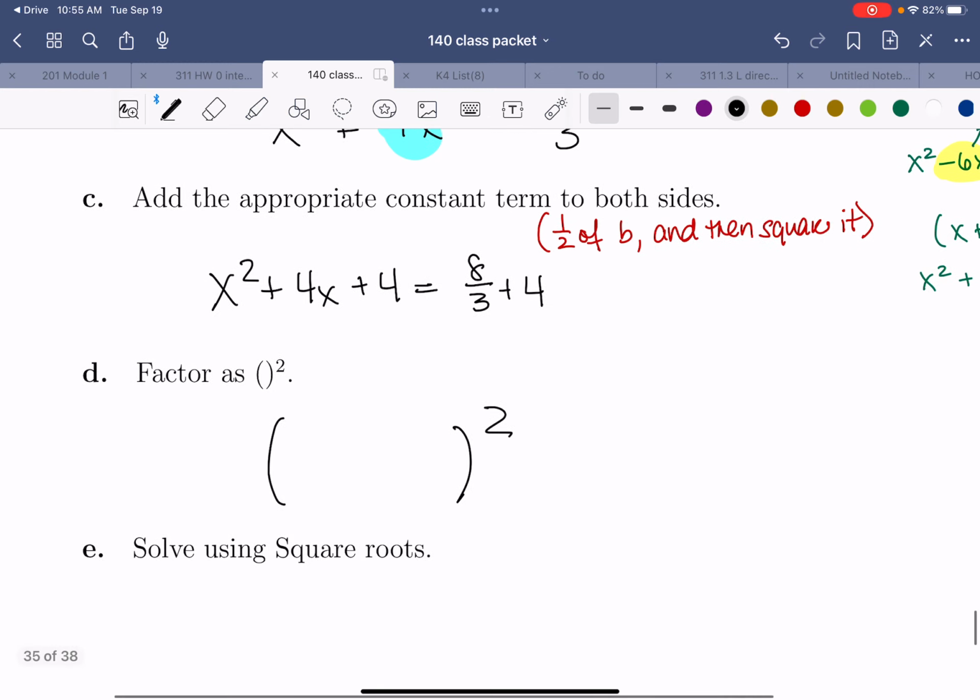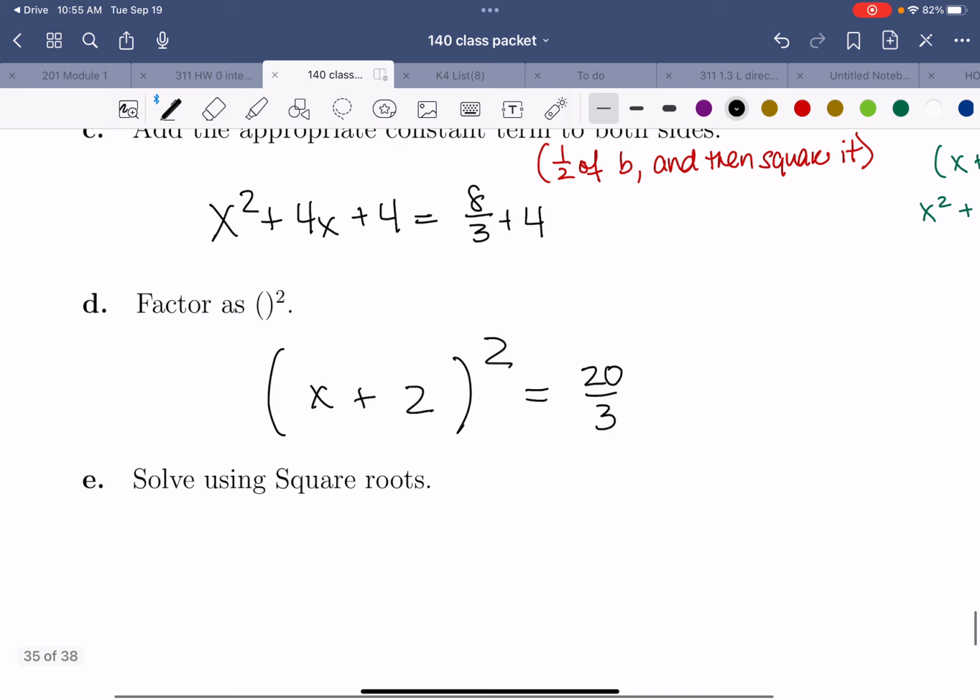Okay. Then I'm going to go ahead and factor that left side. I'm going to make this (x + 2)^2. Okay, you can use your box and circle or what 2 numbers that multiply to 4 and add to 4, however you'd like to see that. And then over here on the right, I'm going to go ahead and combine those two. So 8/3 + 4 becomes 8/3 + 12/3, so that is 20/3.